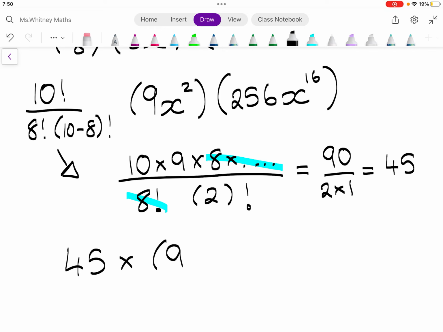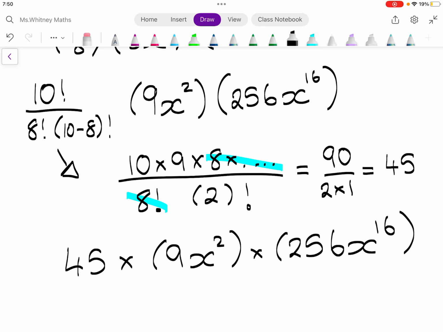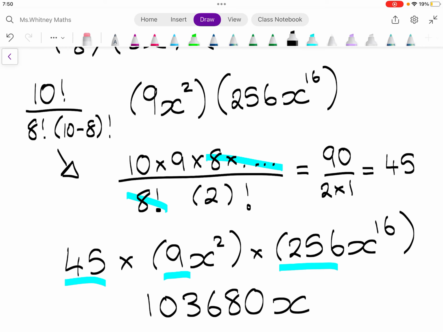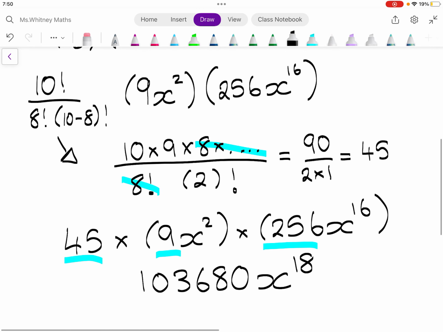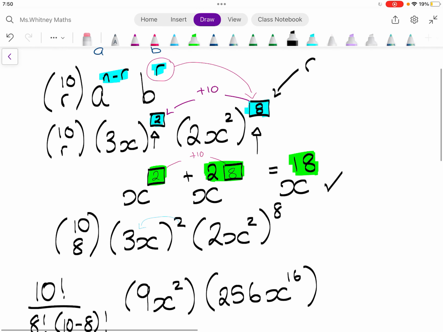So then we bring the last bit down, and it's going to be 45 times 9x squared times the 256x to the 16. And then you can just grab a calculator and do this bit times together, which I will do, so I finish the question. 45 times 9 times 256 is 103,680 x to the 18. Double check my calculations on a calculator, feel free, but that is the main bit up here, how you get this section here.